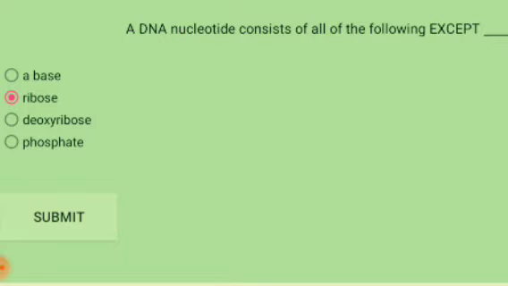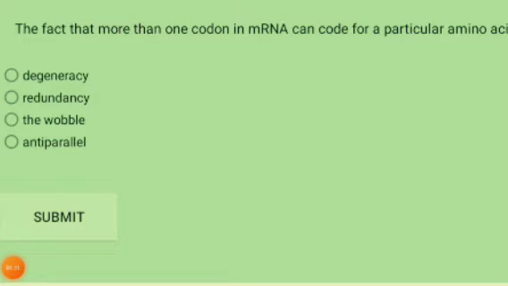Option B is true. The fact that more than one codon in messenger RNA can code for a particular amino acid is referred to as option A, degeneracy, B, redundancy, C, the wobble, and D, anti-parallel. So the fact that more than one codon in messenger RNA can code for a particular amino acid is referred to as degeneracy. Option A is correct.